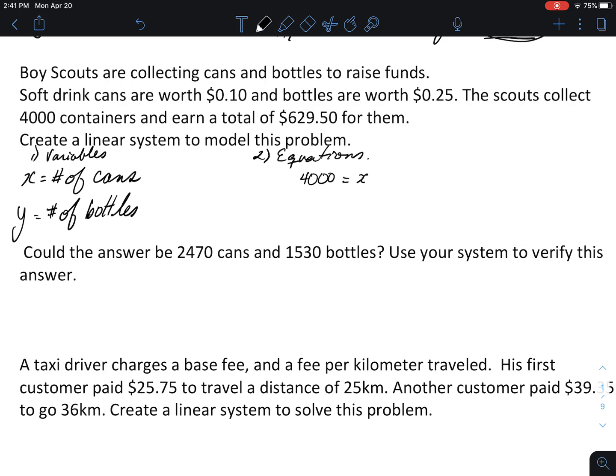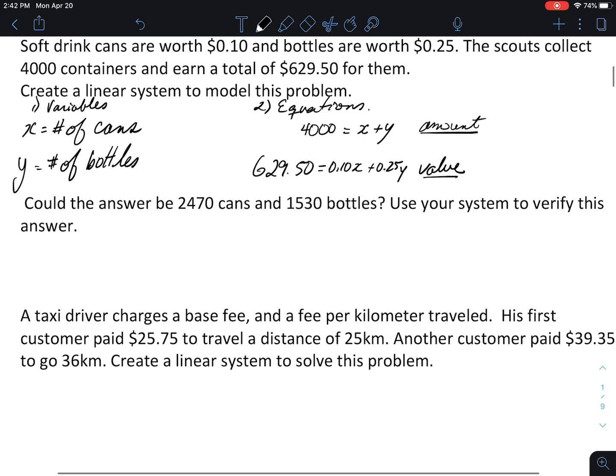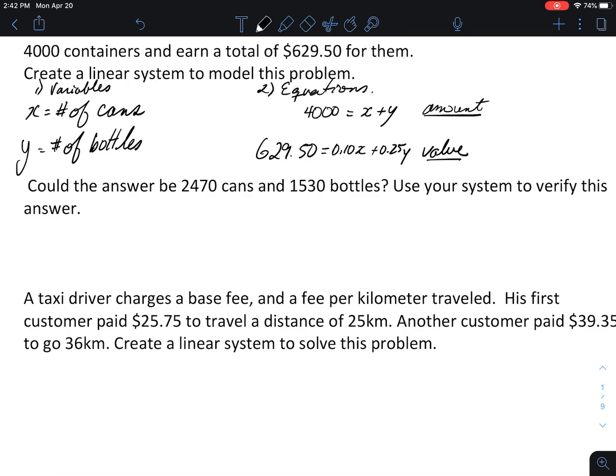So hopefully you saw that this is very similar to the previous problem. I have 4,000 containers that are either cans or bottles. So this is again about the amount of them, the number of them that I have. And then the next equation is about value. So $629.50 is 10 cents times the number of cans plus 25 cents times the number of bottles. So this one is about the value.